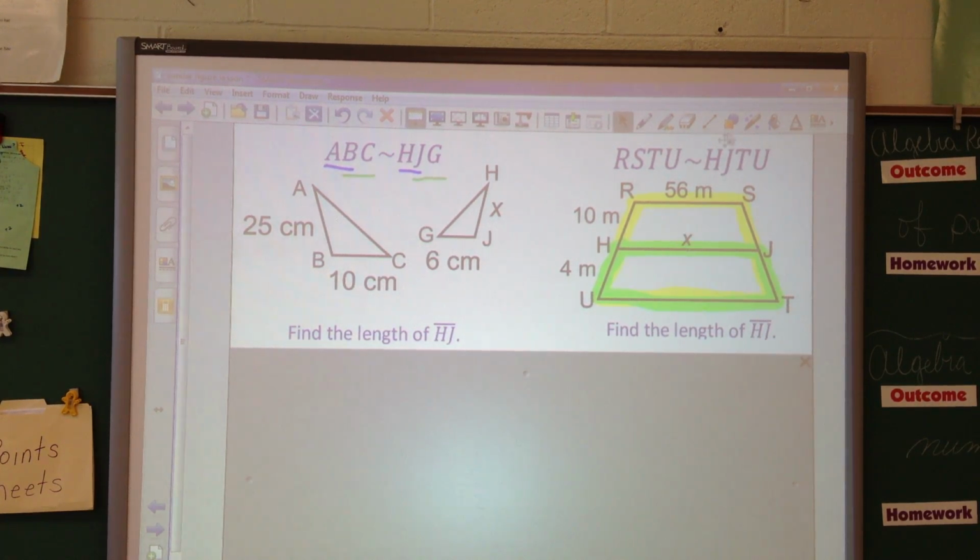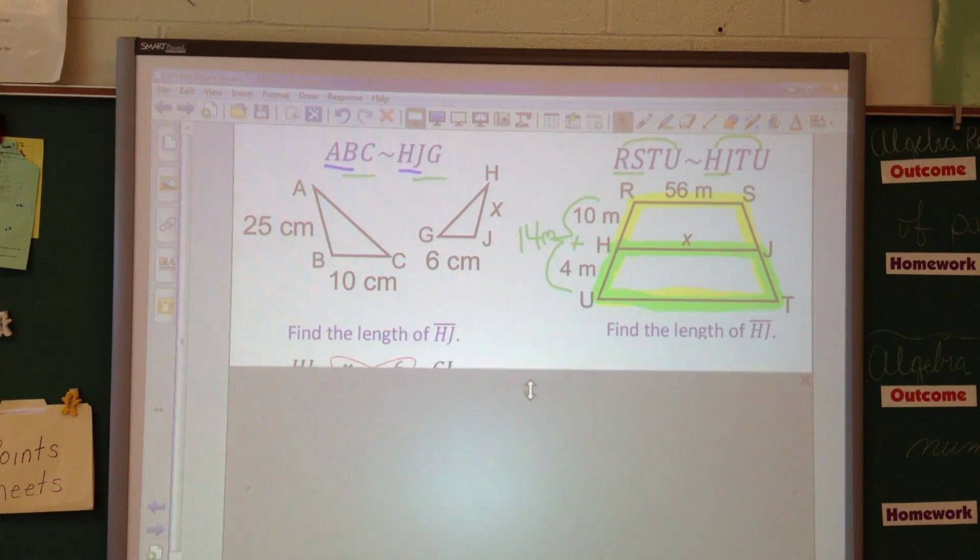So HJ is X, and if I look at my name up here, HJ corresponds with RS. So I'm going to write that ratio down. And then the other side that I have up here, besides HJ on my little trapezoid, is HU, and that corresponds to RU. And RU is all of this. So I have to take these two lengths and add them together. And I get 14 meters for RU. So I'm going to set up those proportions that I just talked about.